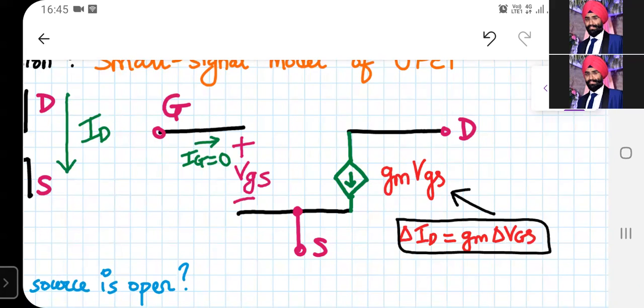Linear amplifier means if you apply a small sine wave, the output will be a bigger sine wave. If it is not linear, and you apply a small sine wave, the output may not be a bigger sine wave at all. It will be a different wave altogether. I hope this is clear. Up till here, any doubt, anyone?